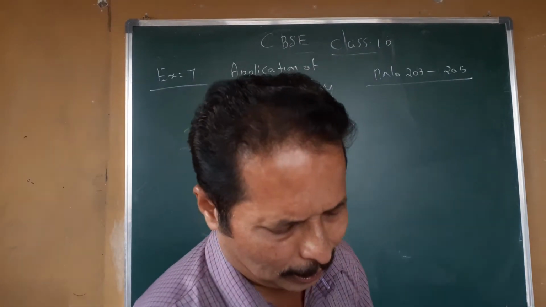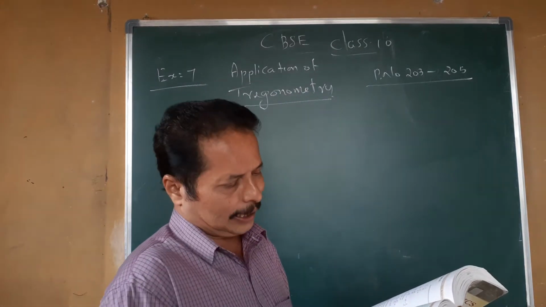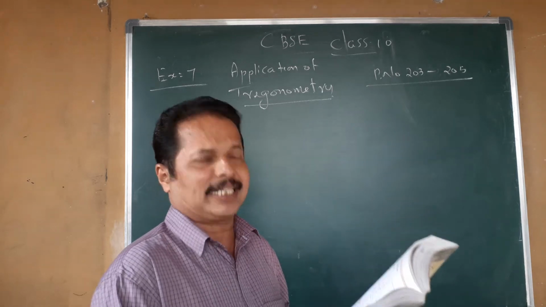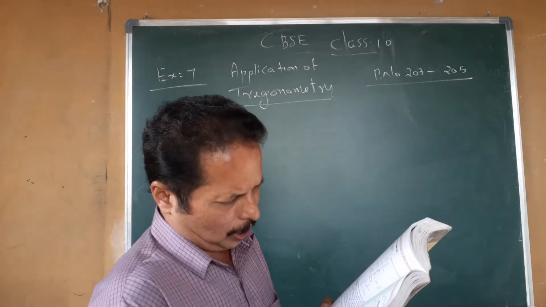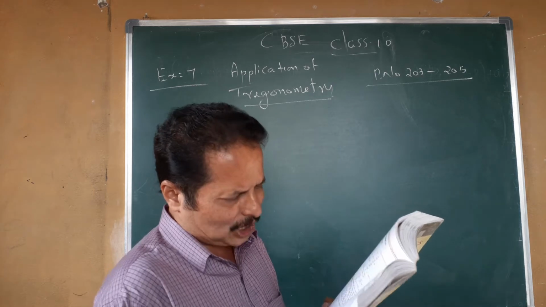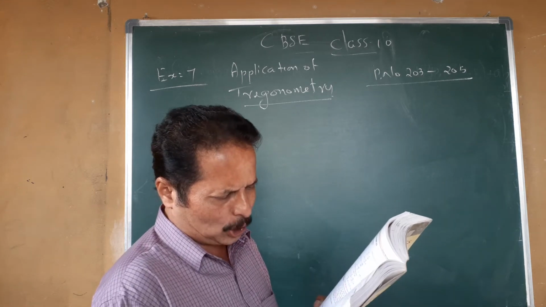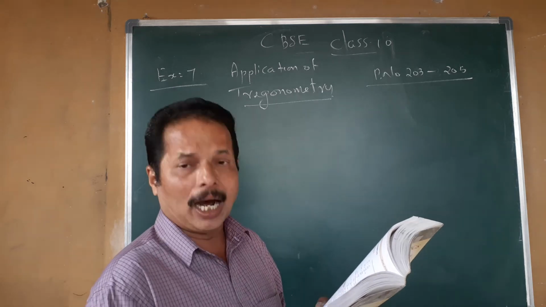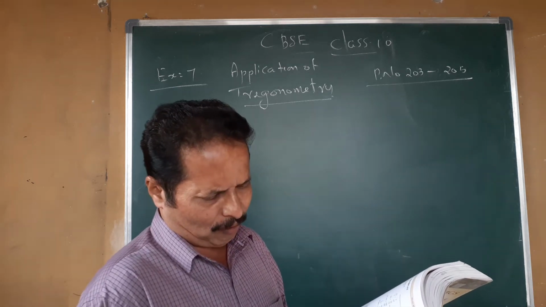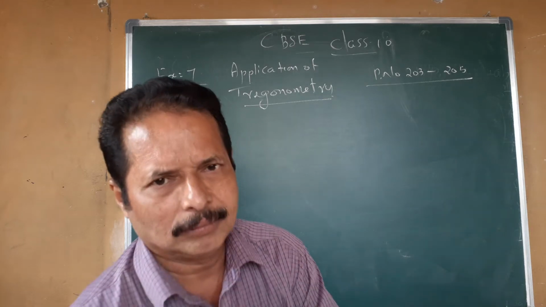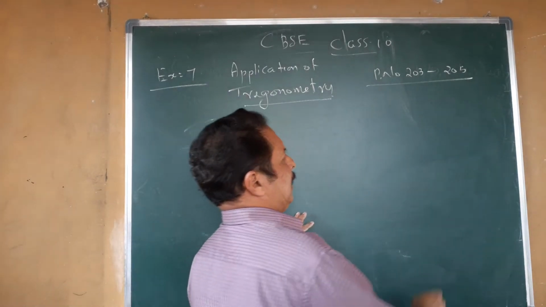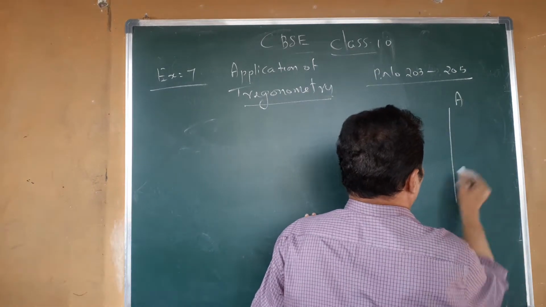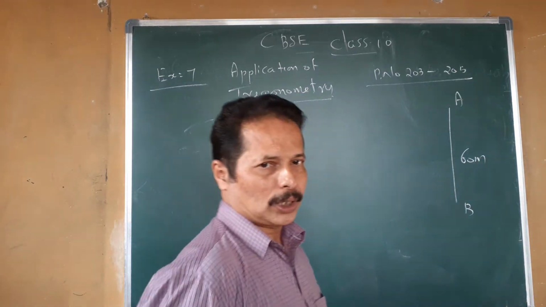Are you ready? Look here. The question is, let's say from the textbook: A kite is flying at a height of 60 meters above the ground. The string attached to the kite is temporarily tied to a point on the ground. The inclination of the string with the ground is 60 degrees. Find the length of the string. Are you ready? The given data is the kite is at a height of 60 meters above the ground.